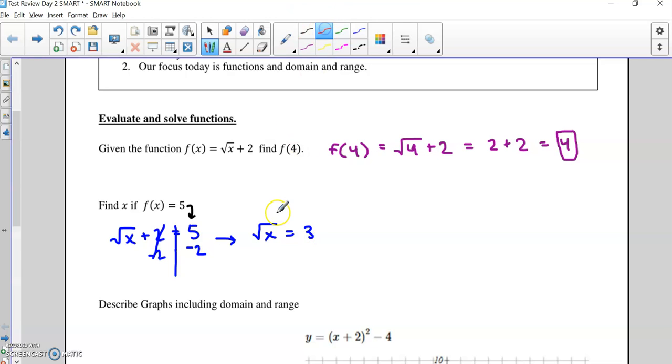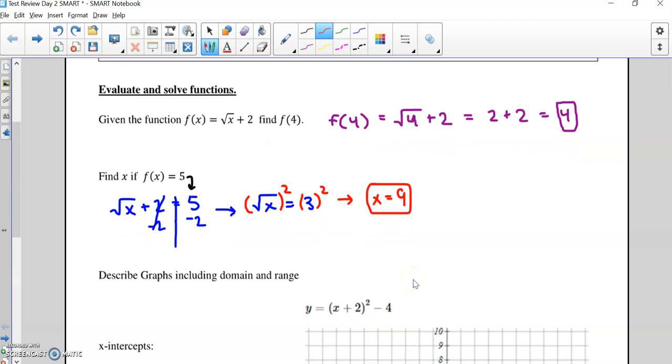Okay, and then this step right here is what a lot of people tend to forget. If we want to get x, we don't want the square root of x, we want actual x. To get rid of the square root, we do the opposite of square rooting, which is squaring. So if you ever find yourself in a circumstance where you're trying to get rid of a square root, you just have to square both sides. So we know that x is going to be equal to 3 squared, which is 9. Okay, and that's it for that.